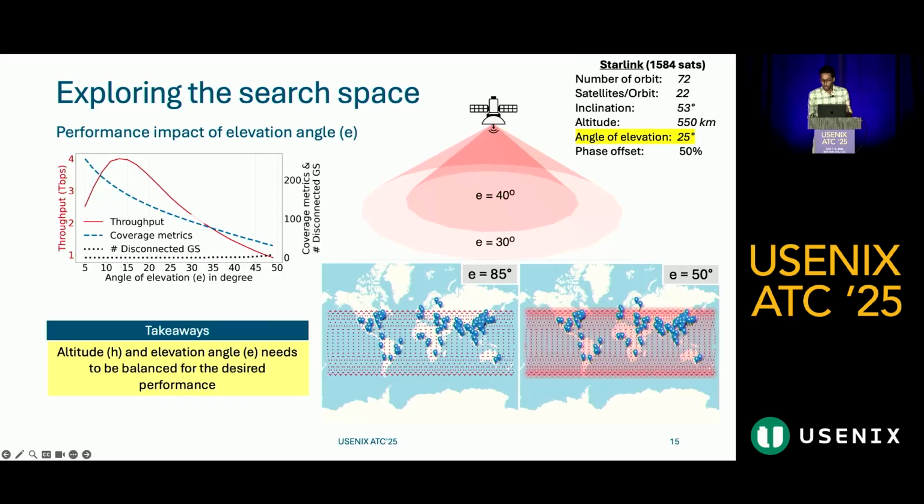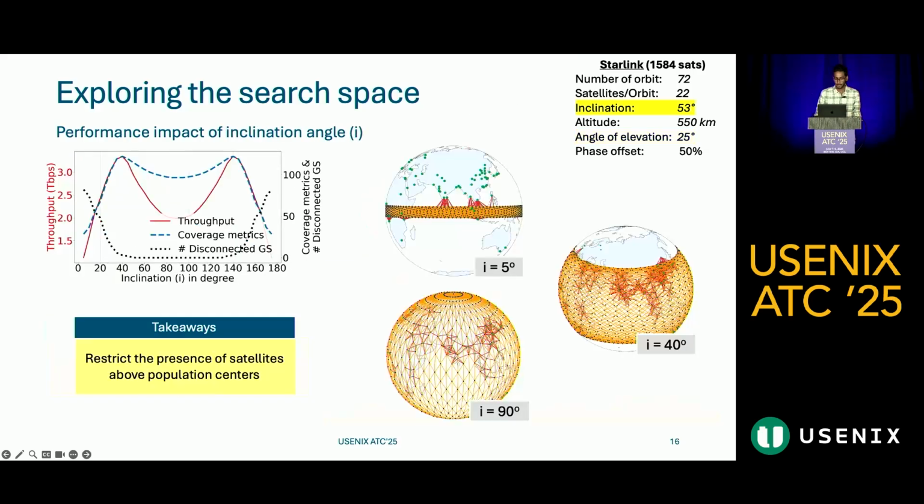But going towards a very low value of E is like allowing ground-to-satellite links over the horizon, and such a link comes with enormous path loss and the throughput falls. Also, such links are not practical unless we put our ground station and user terminal at very high altitude to avoid all the obstacles. So in conclusion, altitude and elevation need to be balanced for the desired performance objective.